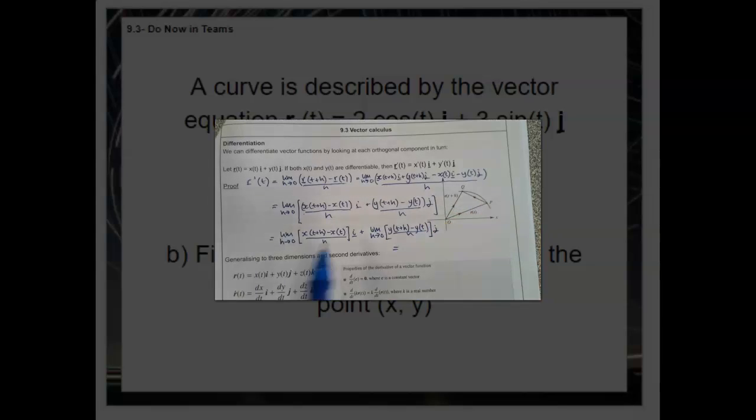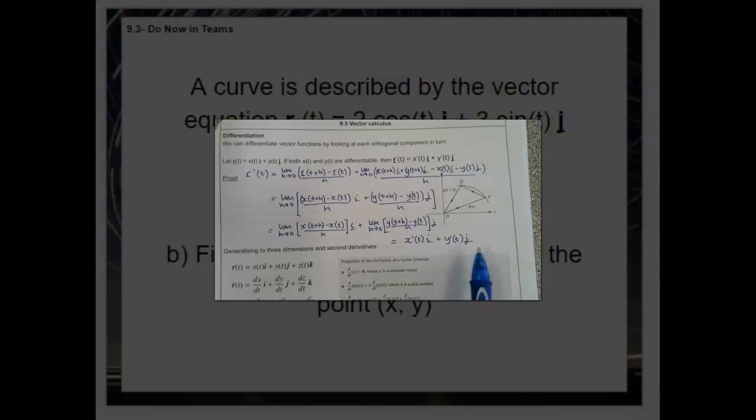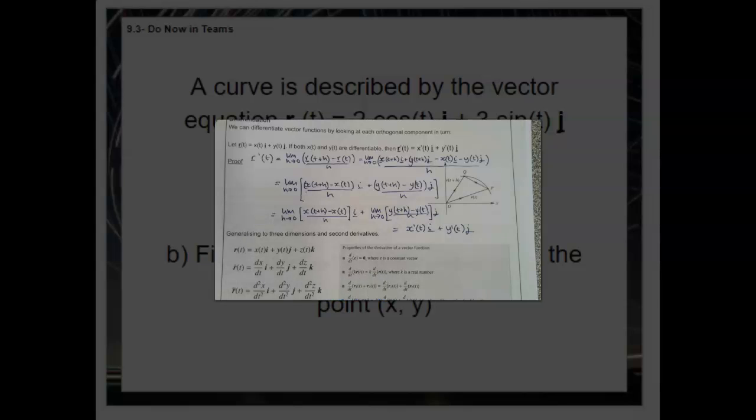And then as a final step, with this limit, that is my definition of x dash, the first derivative of x, and this is my definition of the first derivative of y, giving me exactly what I expected in the result above. The first derivative of a vector is this, you can do it component by component. Once we know that, we can apply various different rules and properties, and really those are exactly what you'd expect.